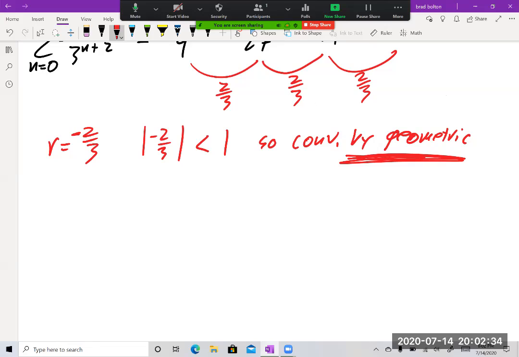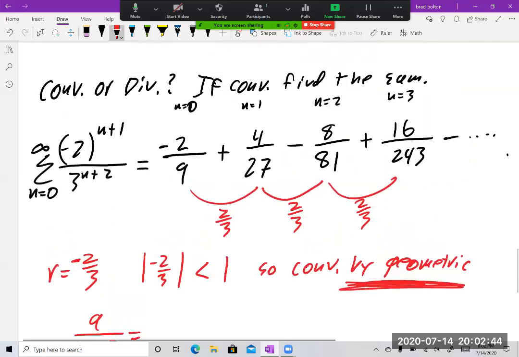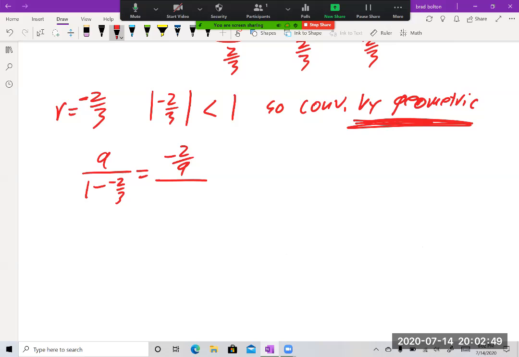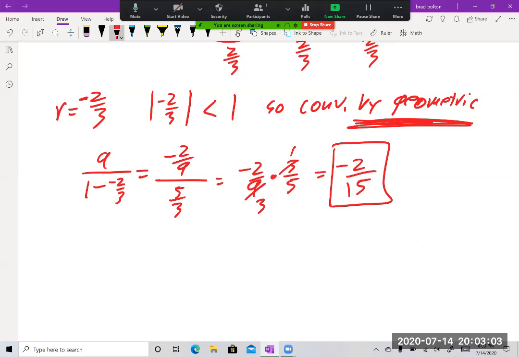So we have r equals negative 2/3. This is convergent. Since it's convergent, we know that it's a over 1 minus negative 2/3. Now all we have to do is a is the first term, so it's negative 2/9. So this will be negative 2/9 divided by, what is that? 3/3 plus 2/3 is 5/3. It'll be negative 2/9 times 3/5. So it'll be what, negative 2/15? And that is our sum. We get negative 2/15, okay?